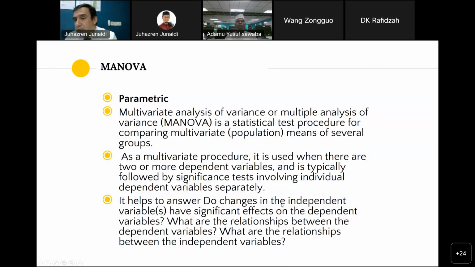MANOVA is a kind of a more complex analysis. Multivariate analysis of variance, or multiple analysis of variance, is a statistical test procedure for comparing multivariate population means of several groups. So if you have several groups and you want to compare the variables, then you have to switch to MANOVA.